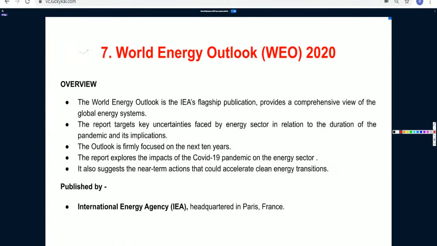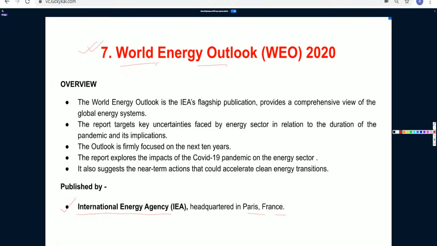Next topic is World Energy Outlook. World Energy Outlook 2020 report. This was recently published by the International Energy Agency, which is headquartered in Paris, France. This topic is very important for prelims perspective.